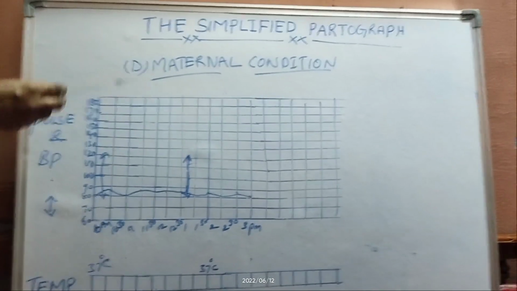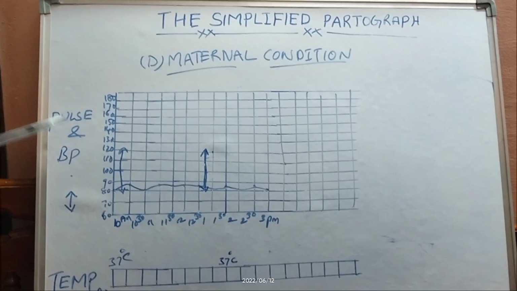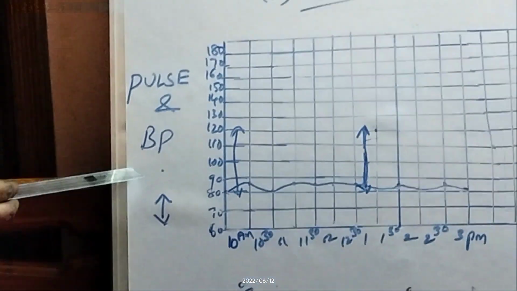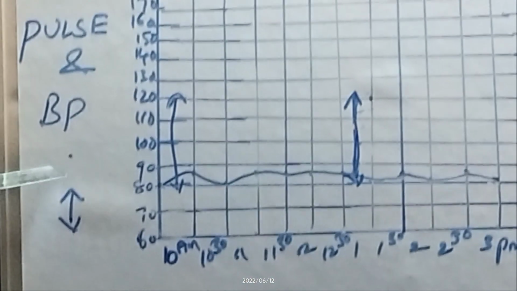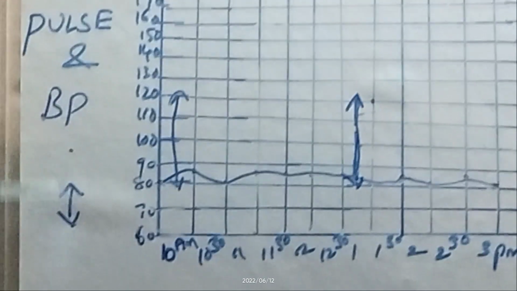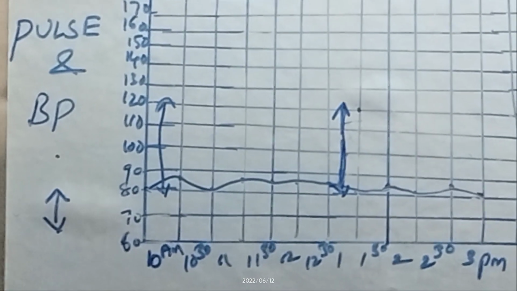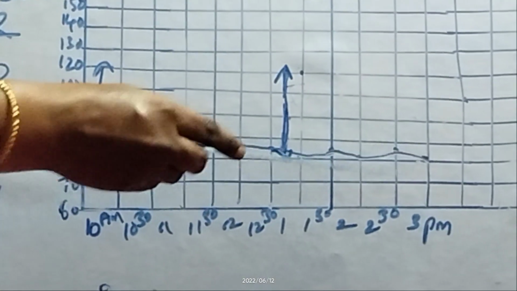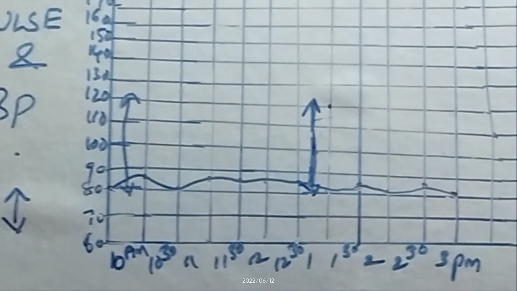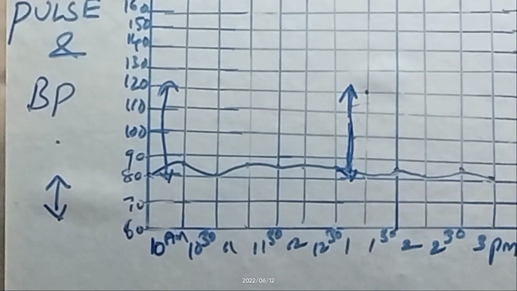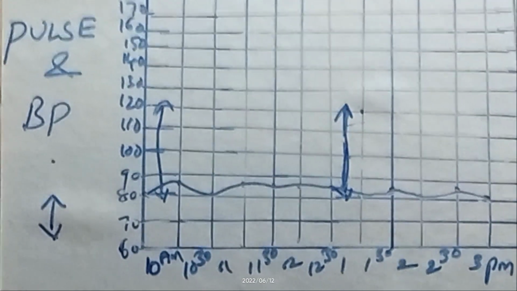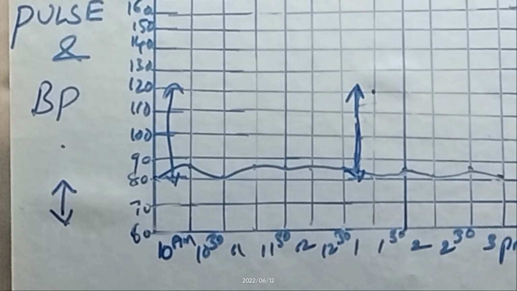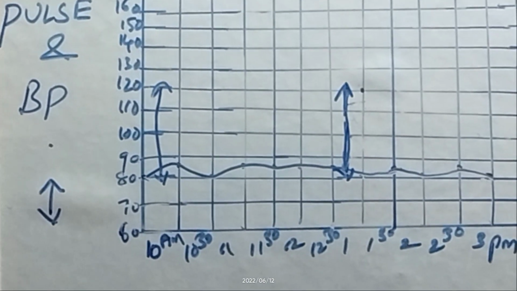Next, maternal condition. In this maternal condition, see pulse and BP. Pulse every half an hour we should record. BP every 4th hour we should record. Pulse should be written with the dots and BP should be written with the vertical arrow mark. See here the pulse from 80. See like this every half an hour we should write the pulse. Normal pulse rate is 60 to 100 per minute. Tachycardia tells us about maternal distress. In early shock there is tachycardia, while in late shock there is bradycardia.